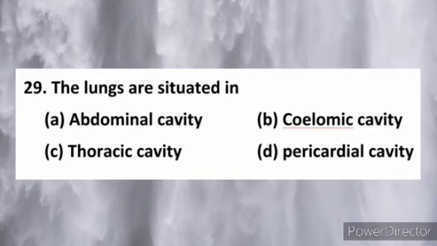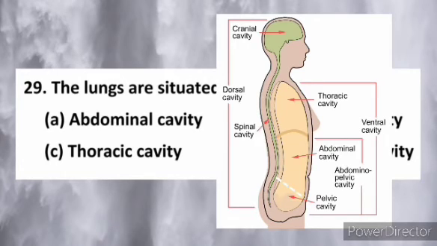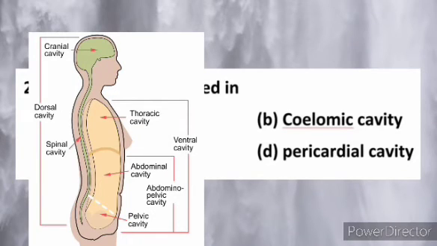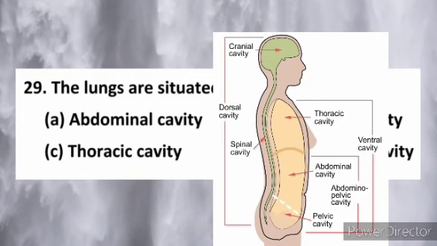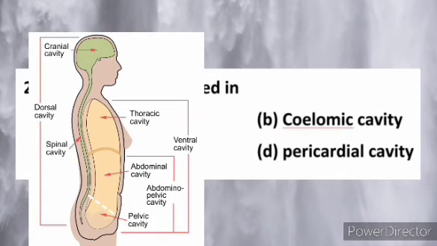Okay. Question number 29. The lungs are situated in. First one is abdominal cavity. Abdominal cavity contains stomach, small intestine, large intestine, liver, spleen, etc. Coelomic cavity contains the internal organs suspended. Then thoracic cavity, which is also known as chest cavity. It contains heart, lungs, breast, thymus, tracheobronchial tree, pleura, etc. Then finally pericardial cavity. It consists of heart.